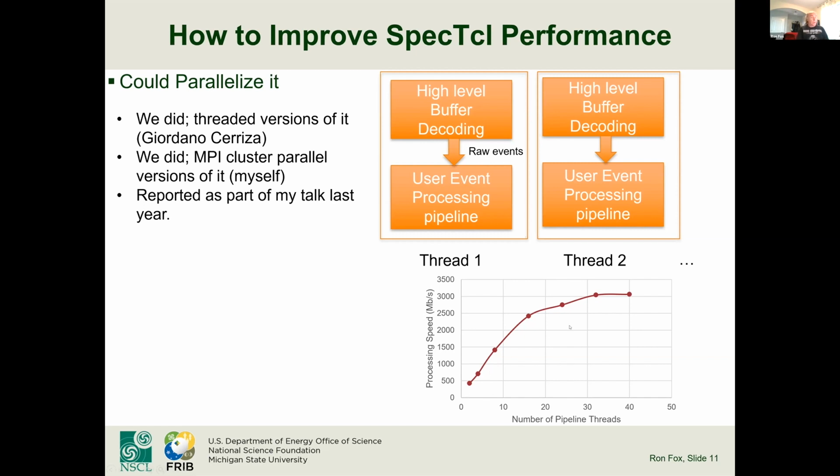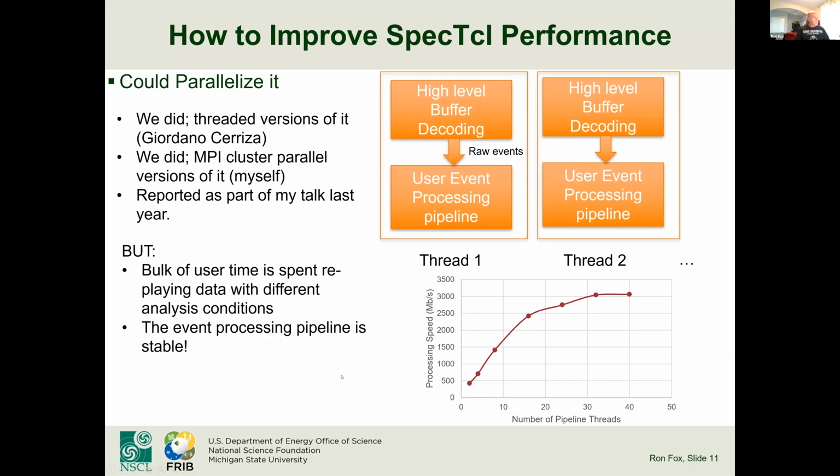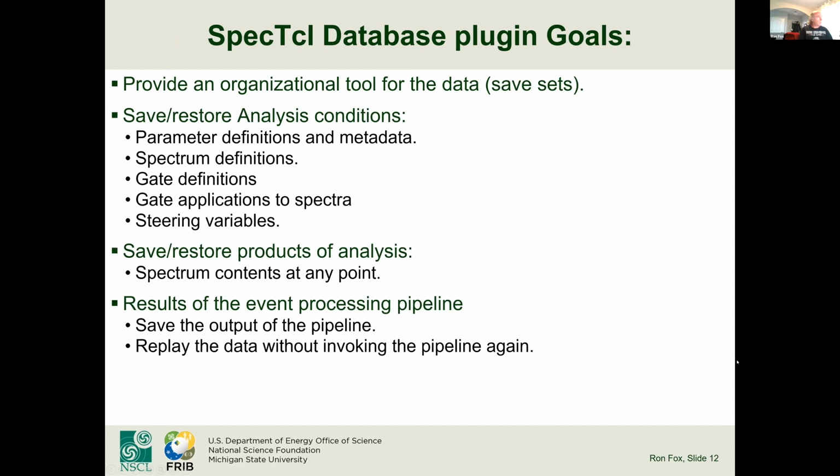That worked out quite well. We got performance on a very simple case up to the IO limited performance of a local solid state disk. That's 3 gigabytes per second in this picture. But on the other hand, if we're running over these events over and over again with slightly different analysis conditions, why are we bothering to do that? Why don't we just save the results of the decoded data and use that for subsequent replays of the analysis? So that's kind of the motivation of this work.